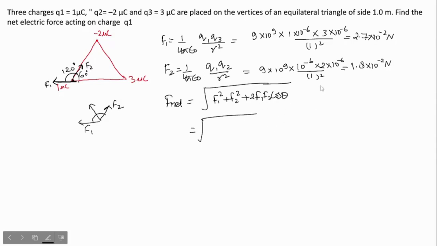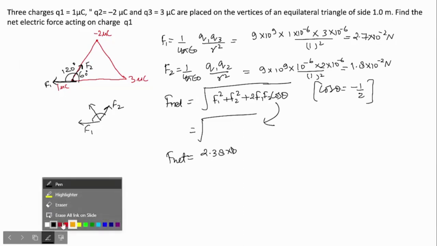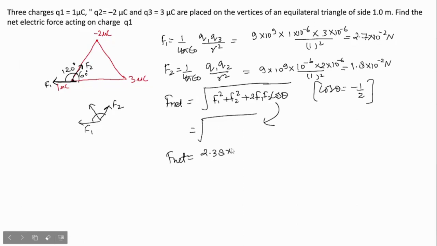Here cos theta is what? Cos theta will be cos 120 degrees. That means it will be minus 1 by 2. So when you put all these values, then F net comes out to be 2.38 into 10 to the power minus 2. This will be the net force on the charge Q.